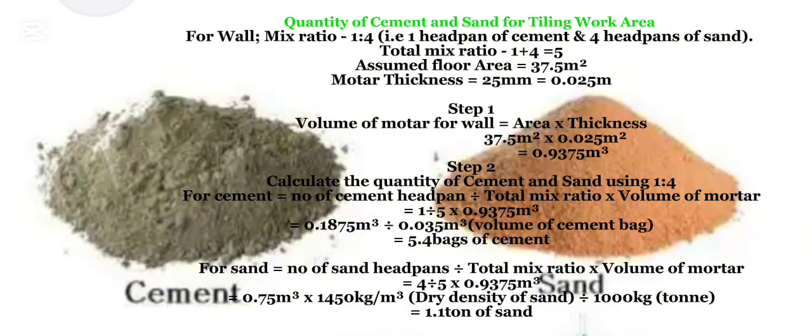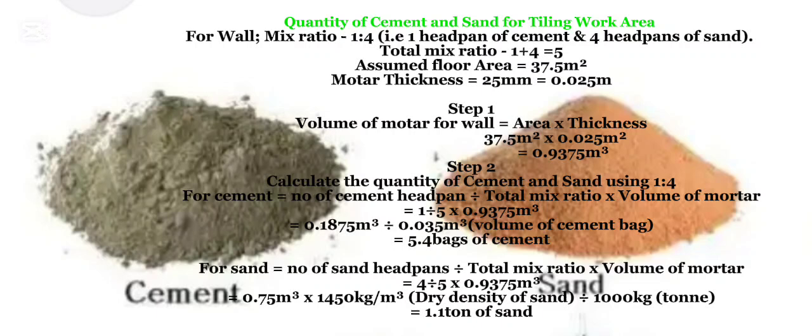Converting it to the number of bags of cement needed, all we do is divide it by the volume of a cement bag, which is 0.035, and after doing this, all we have is 5.4 bags of cement, which is approximately 6 bags of cement needed for this particular work area.